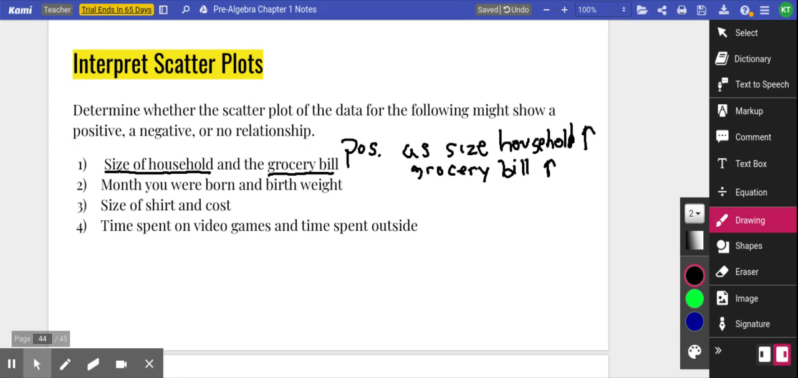The month you were born and birth weight. So if I'm born in January, would that give me a higher birth weight than if I was born in February or March? If you think about it, a baby's weight does vary. You have some lighter babies, 6-7 pounds. You have some heavier ones, 12, 13. But the month and birth weight has no correlation. You could weigh 12 pounds in January. You could weigh 12 pounds in December. There's no correlation there.